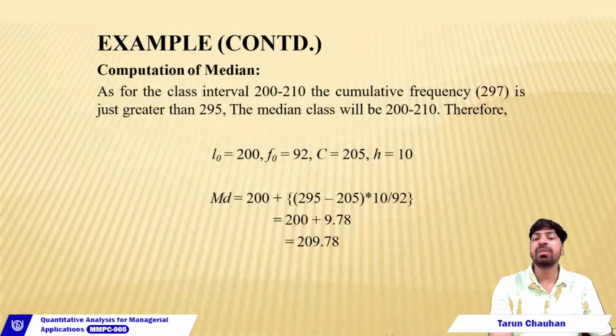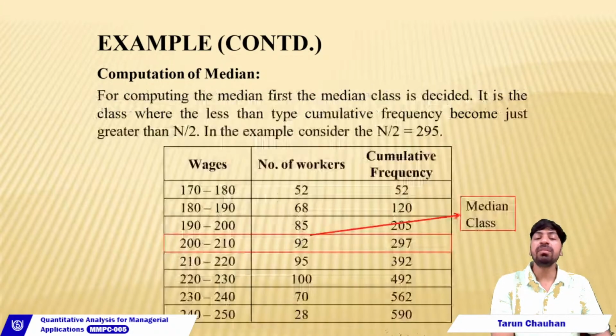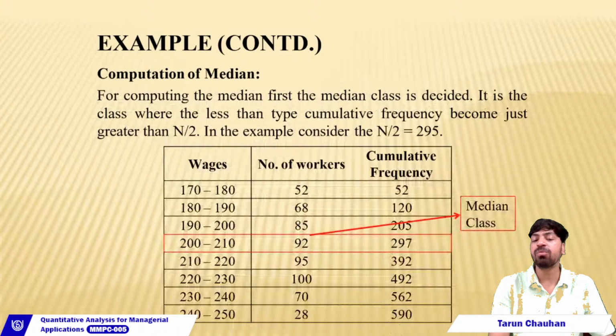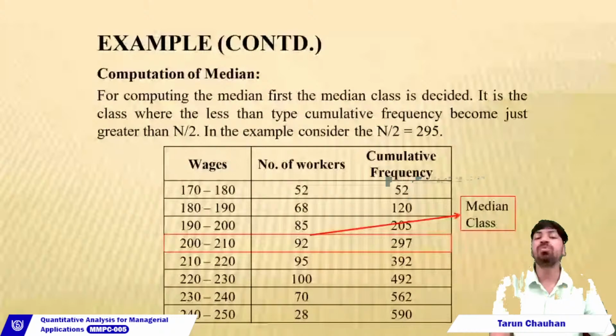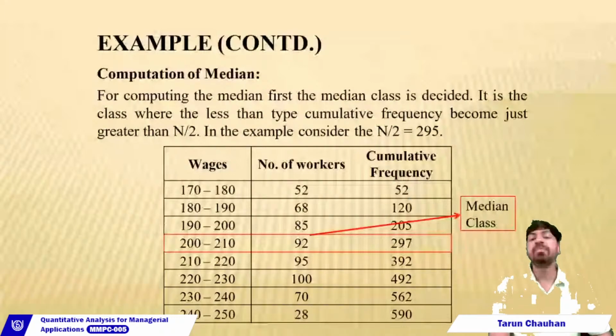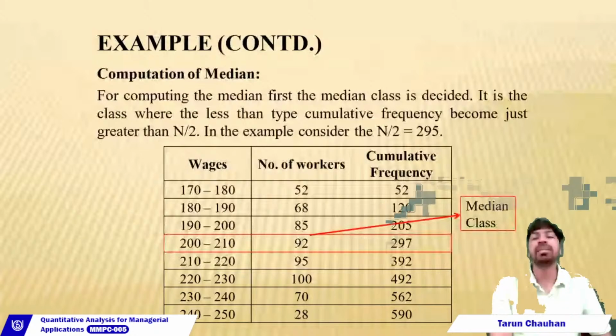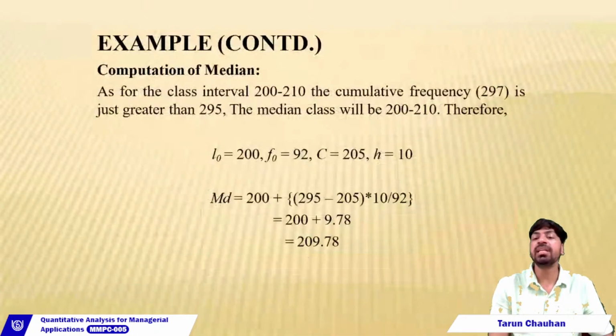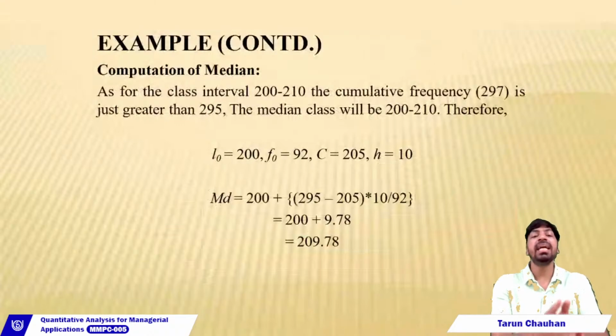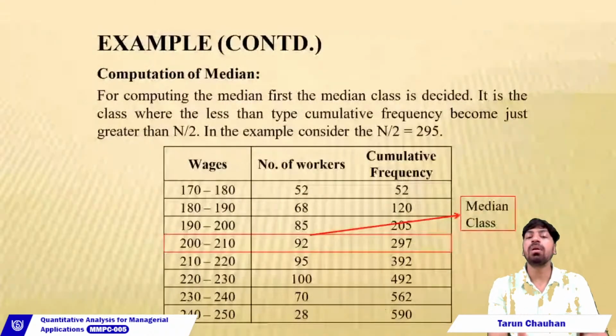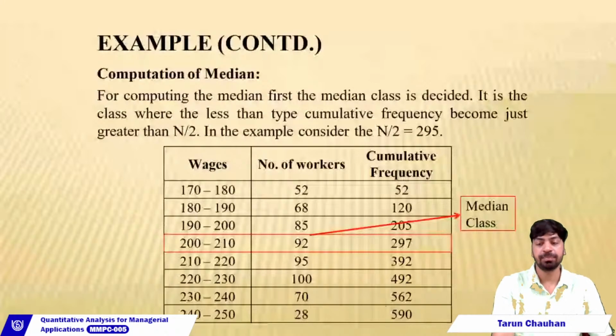Let's talk about F, what would be the value of F and how to calculate it. Whatever the lower limit has been calculated as, 200, the frequency of the class 200 to 210, that is 92, will be F. So F is 92 and H is 10. How is H 10? H is the common difference among all the class intervals, which is 10.